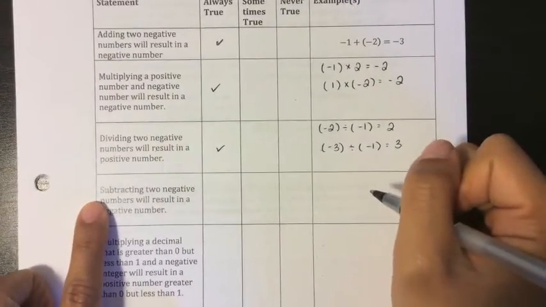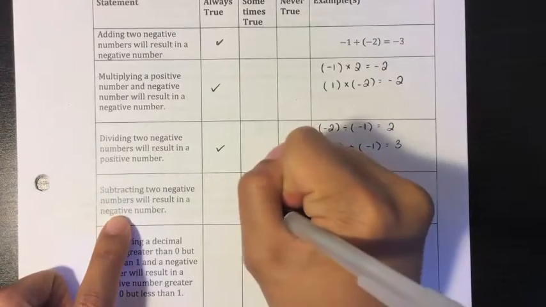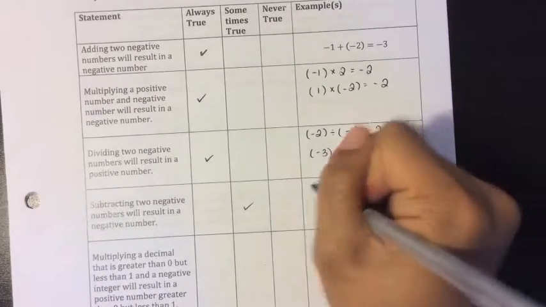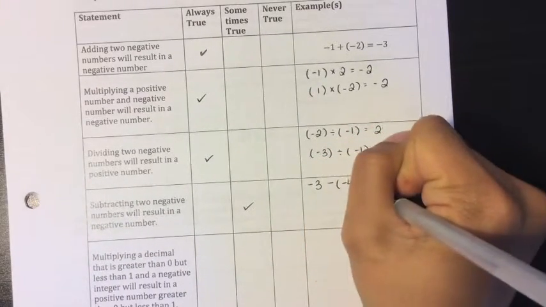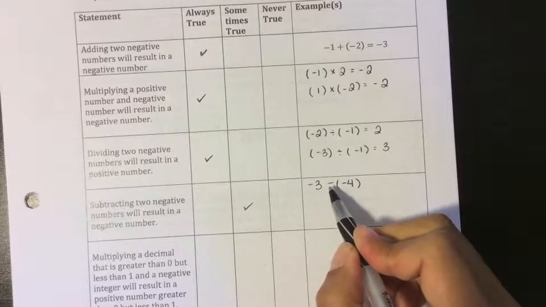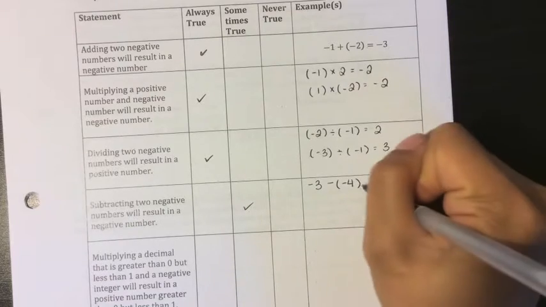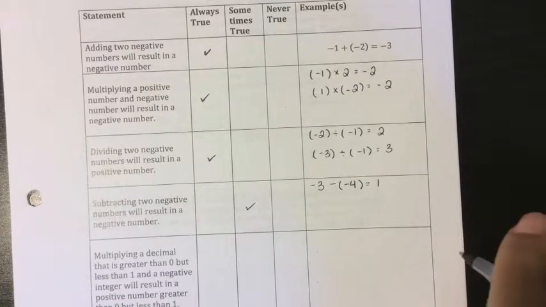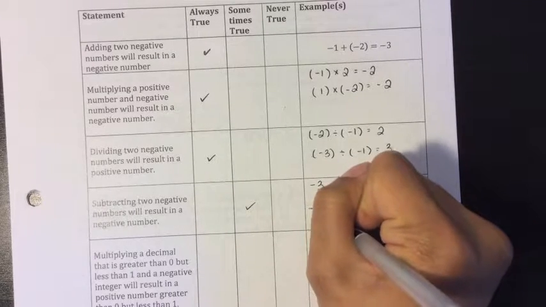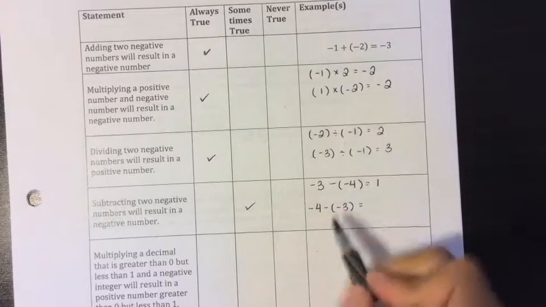Down here it says subtracting two negative numbers will result in a negative number. This is sometimes true. All right, so for instance, if I have a -3 minus a -4, what happens is that I need to change this into an addition by doing the opposite of this number here, which will equal a 1.